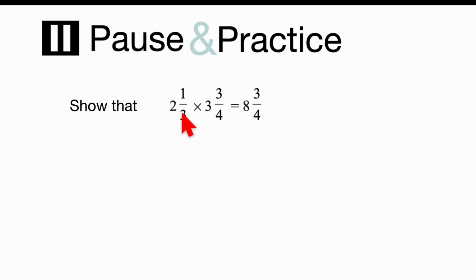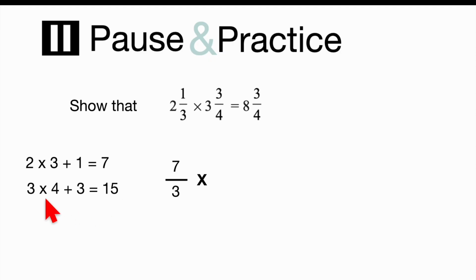2 1/3. Right, well, that's 2 times 3 plus 1 equals 7. So that is equal to 7/3. And 3 3/4, we're looking for quarters. We've got 3 wholes, so we're looking at 3 times 4 plus 3 equals 15. 15 quarters. I don't fancy 7 times 15, to be quite honest with you, but I can see that this can be simplified. Not with 7 and 4, because that's horrible.